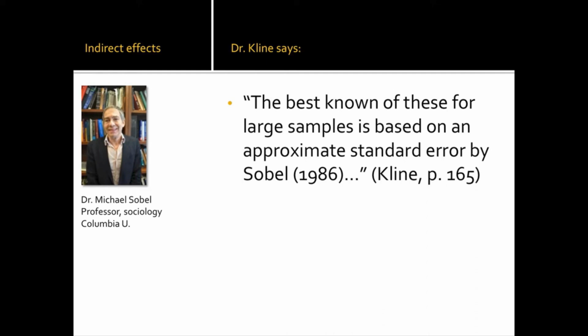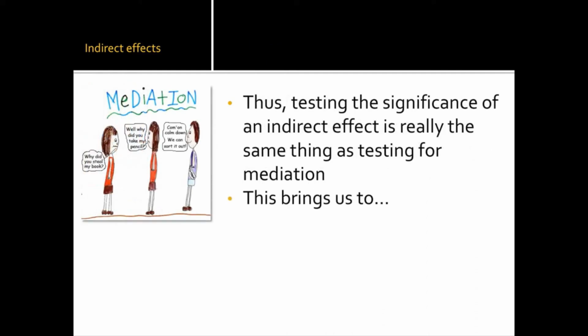So what's the conclusion here? Thus, basically, if we'd run the Sobel test on our mediation model, then we would have gotten essentially the same answer, that there is significant mediation there, and that the indirect effect is significant.